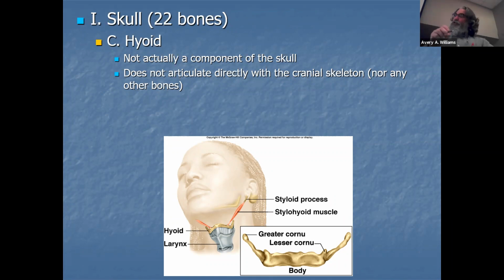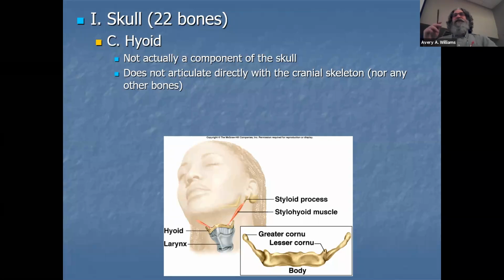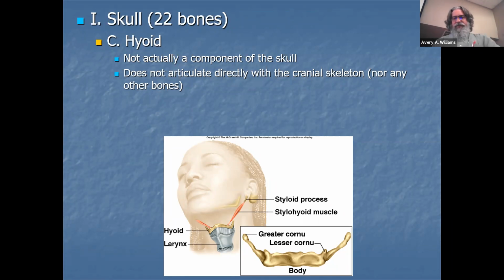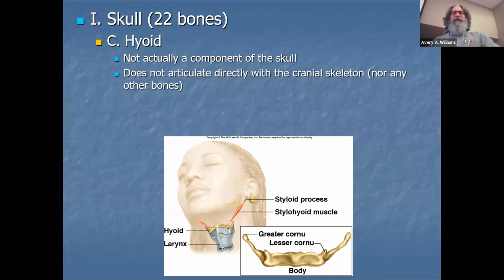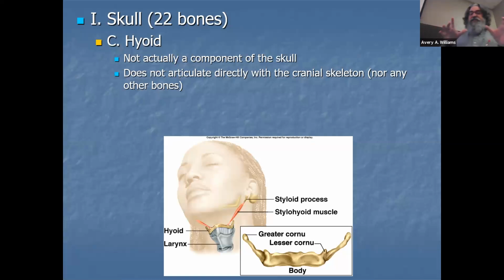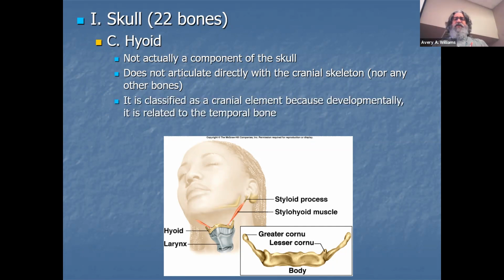But that's really not true if you think about it, because none of your sesamoid bones form joints, right? And if you look at this one, it's almost like a sesamoid bone, but it's really not. It is suspended in tissue in your throat. But if you follow the developmental history and the evolutionary history of this bone, you can see it has the same kind of background as the jaw, and it's related to the temporal bone and so on and so forth. It's classified as a cranial element because developmentally it's related to the temporal bone.